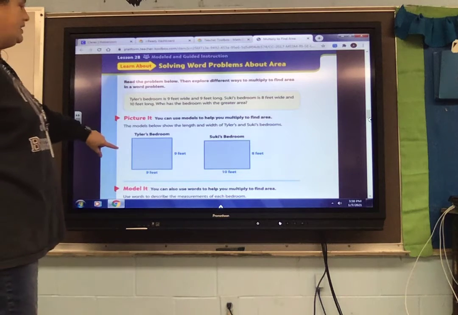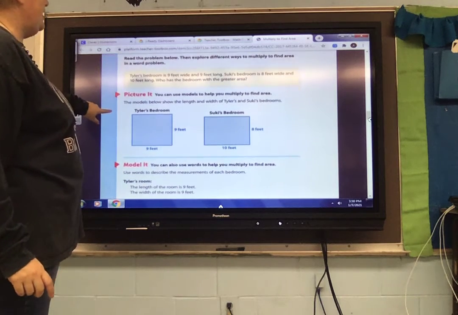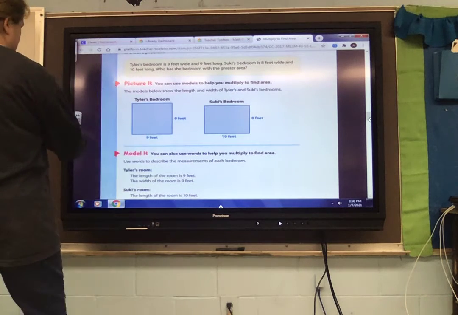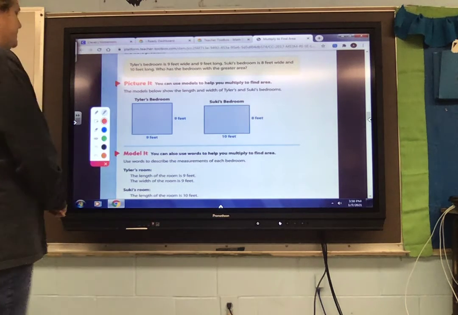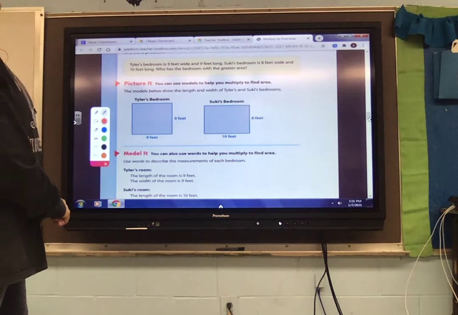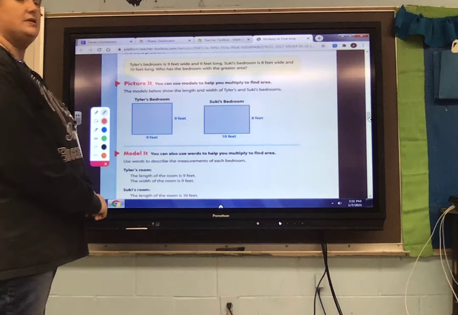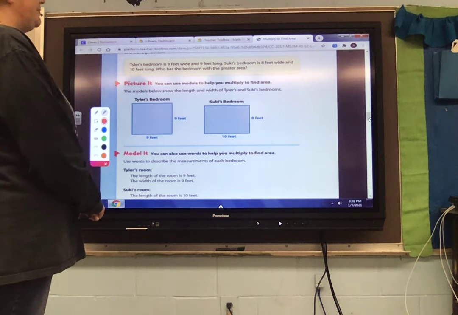Still doing area, still looking at length times width. Says they're going to show us 2 ways that we can do area. Let's see what they look like. Tyler's bedroom is 9 feet wide. There's my width, and 9 feet long. So it's a square. Both numbers are the same.